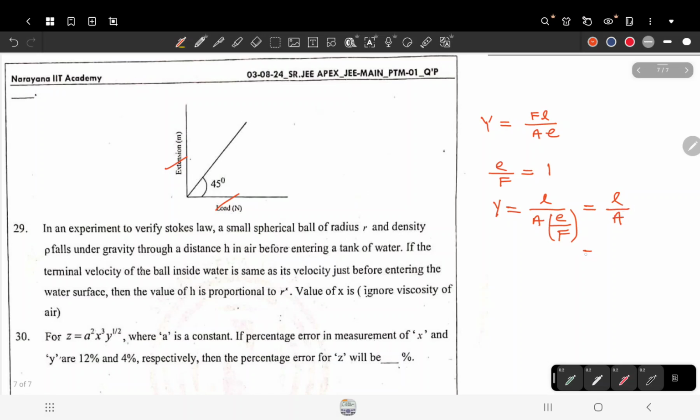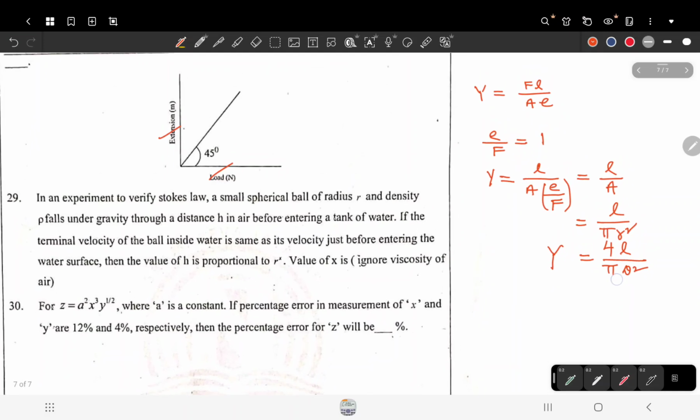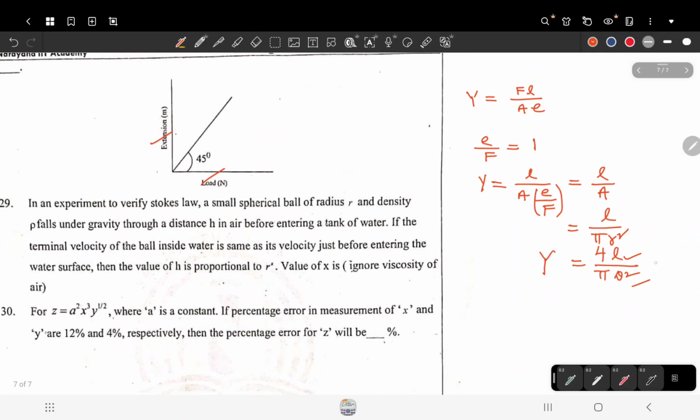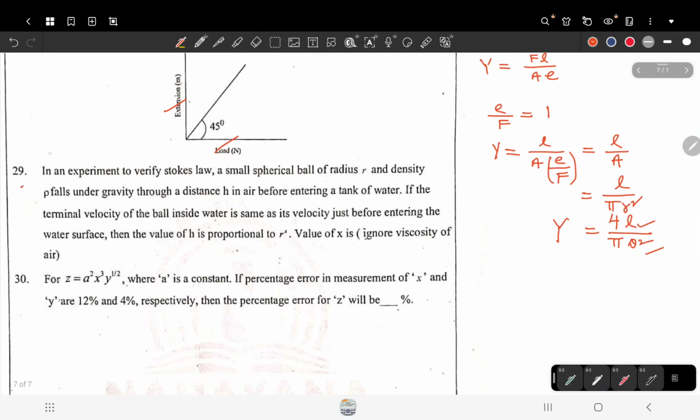You know everything, that is, you know the length, and the area can be written as pi r square. Since we know the diameter, we can write r as d by 2, therefore you can write the area as pi d square by 4. So substitute the values and you will get the answer for this. You know the L value and you know the diameter value, everything is given. And 29 and 30, they both are easy because this is the direct formula. So substitute them and do it.